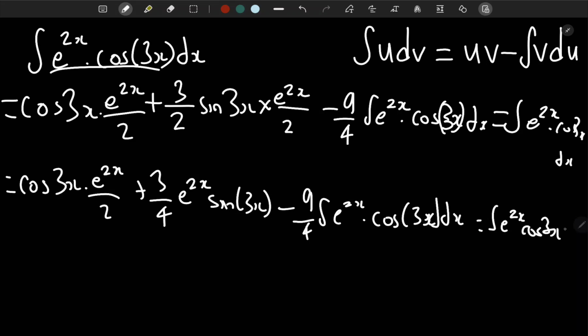cosine 3x. So now I'm going to bring this over to the other side. So this is going to be 1 and this is negative 9 over 4. So all we are doing here is 1 plus 9 over 4, which is equal to 13 over 4, right? So this entire part, I'm going to write it again. Let me actually just copy paste it this time.